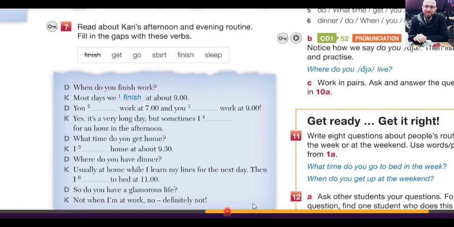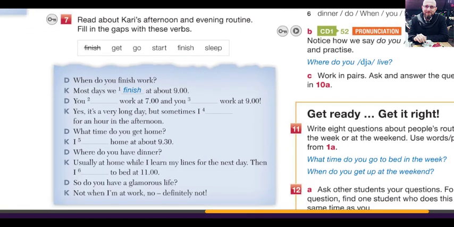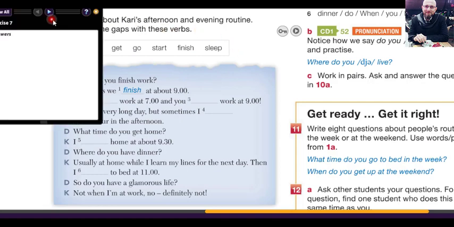Okay, so in this exercise, exercise number 7, read about Kari's afternoon and evening routine. Fill in the gaps with these verbs. Okay, guys, so read, and here we have number 1, 2, 3, 4, 5, 6. We have 6 verbs here. So read and fill in the gaps. Okay, let's check the answer.